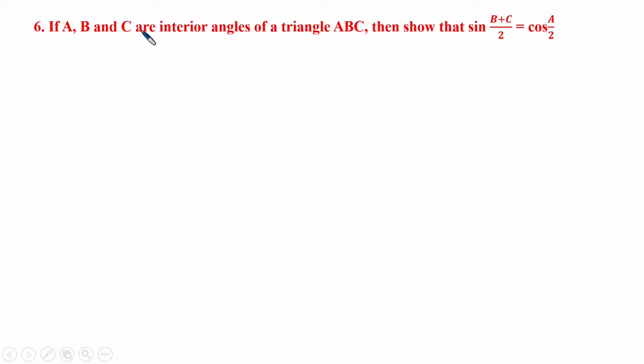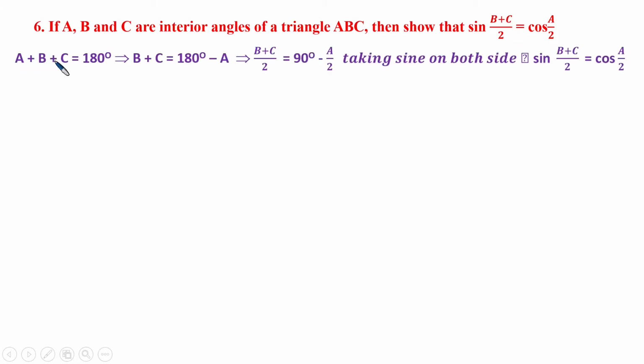Problem 6: if A, B and C are interior angles of a triangle, then show that sine of (B plus C) by 2 is equal to cos of A by 2. So what do I do? I know the sum of internal angles is 180 degrees. So B plus C is 180 degrees minus A. So (B plus C) by 2 is 90 minus A by 2. Taking sine of both sides, sine of (B plus C) by 2 is equal to sine of 90 minus A by 2. And sine of 90 minus A by 2 will be cos of A by 2. So we have proved it.